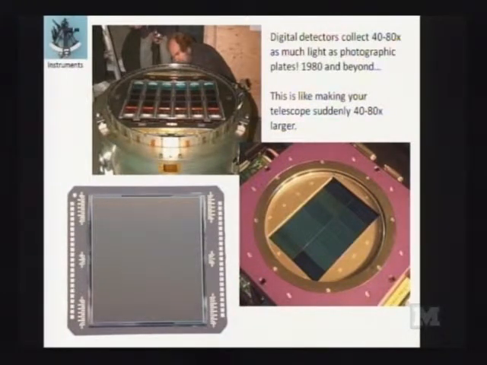So it used to be Hale built this enormous telescope, gathered up all this light from a distant object, focused it onto the film, and 95% of it disappeared. Wasn't recorded. When you put one of these digital detectors on that, almost 100% of the light is collected. So putting a digital sensor like this on your telescope is just like making your telescope 50 times bigger than it was before.